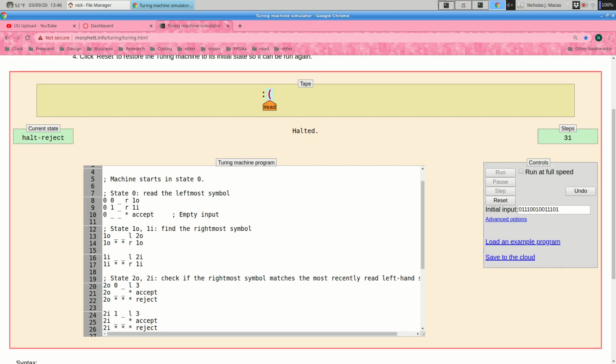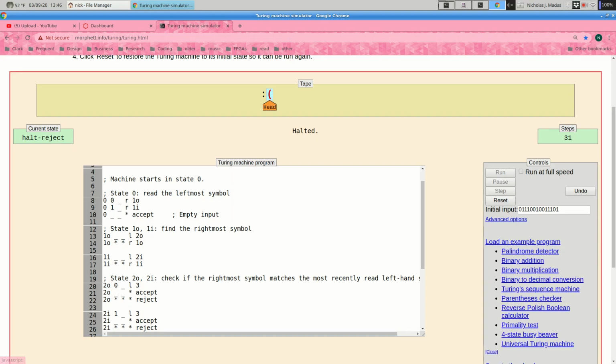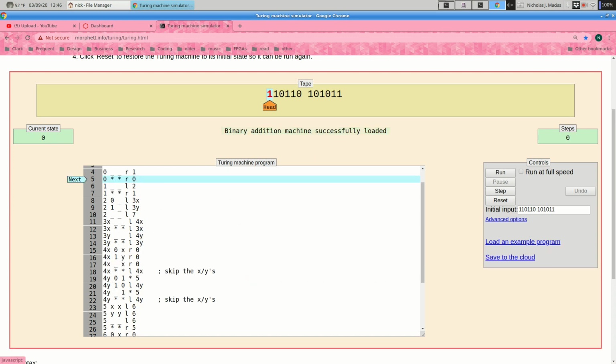And Turing machines turn out to be universal. So we can load example programs from here. So here's binary addition. So pick two small numbers that I can convert to binary in my head. 4 and 6? Okay, 7. 4 and 7. 4 and 7, okay.